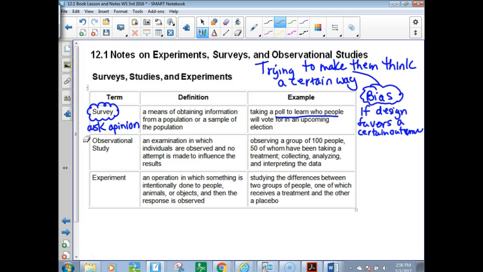An observational study is an examination in which individuals are observed. You're strictly watching. Okay, so you just watch. No attempt is made to influence the results in an observational study. An example of one: observing a group of 100 people, 50 of whom have been taking a treatment. You're collecting and analyzing and interpreting the data. That's it. They won't know what you're looking for.